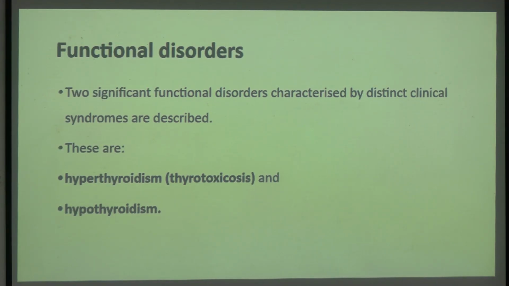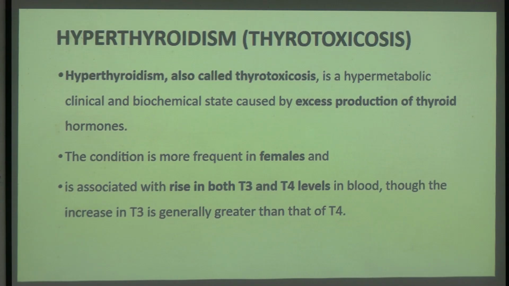Now the functional disorders. Number 1 is hyperthyroidism or thyrotoxicosis. Number 2 is hypothyroidism. Now hyperthyroidism. Hyperthyroidism, also called thyrotoxicosis, is a hypermetabolic clinical and biochemical state caused by excess production of thyroid hormones. The condition is more frequent in females and is associated with rising levels of both T3 and T4 in blood.